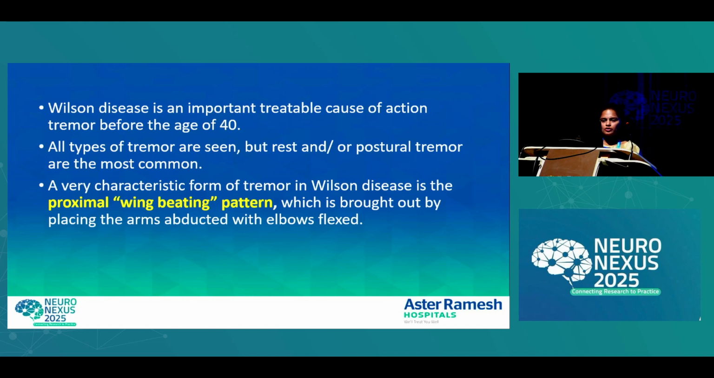It is one of the most important treatable cause of action tremor before the age of 40 years. All types of tremors are seen in Wilson's disease, and the characteristic pattern is a proximal wing beating tremor. It is unlike a rest tremor of Parkinson's disease, which is predominantly distal. In wing beating tremor, it is predominantly proximal.